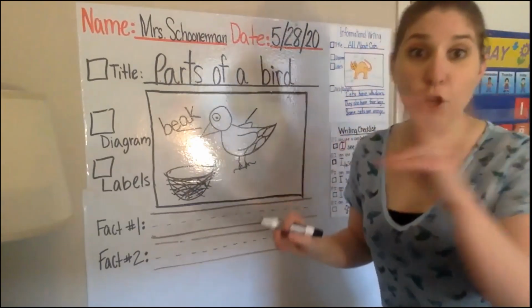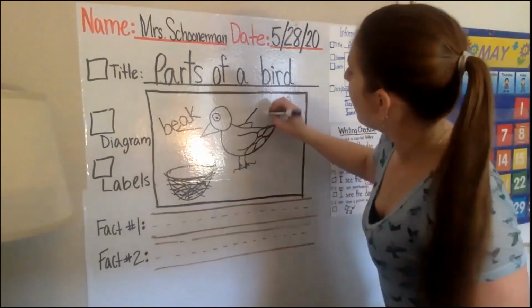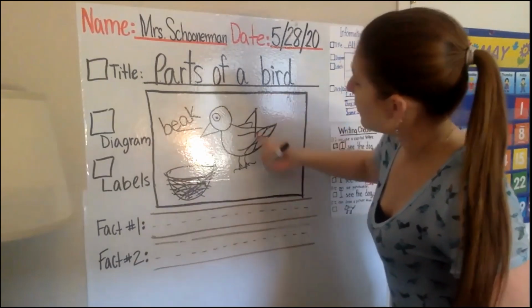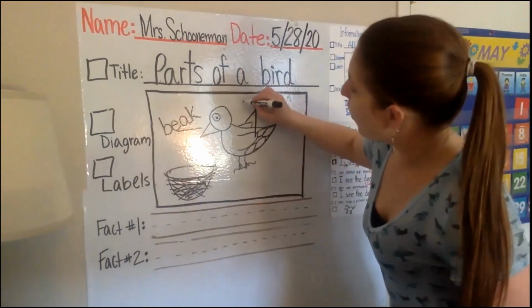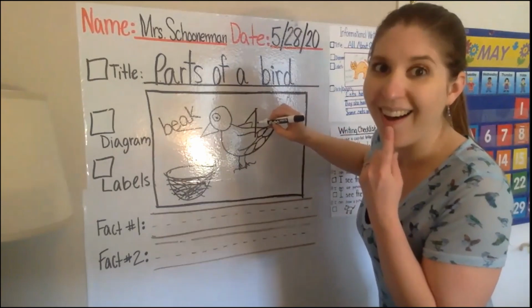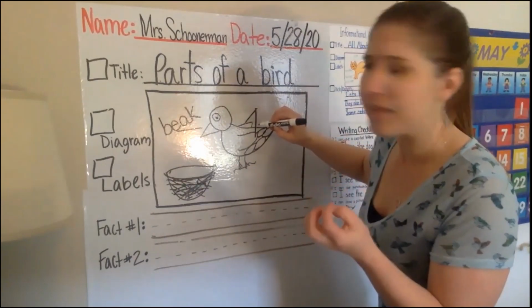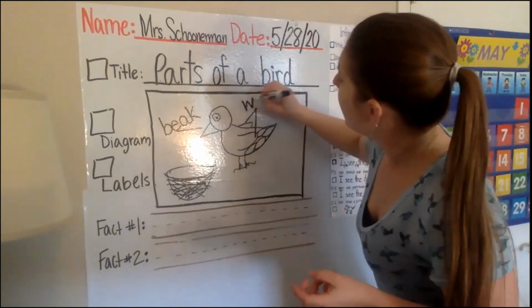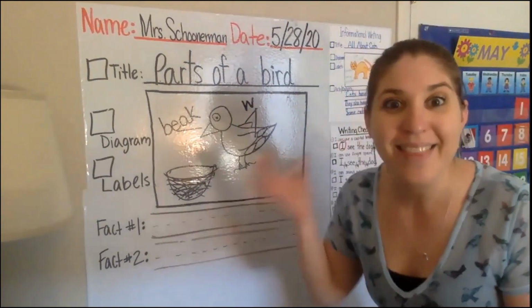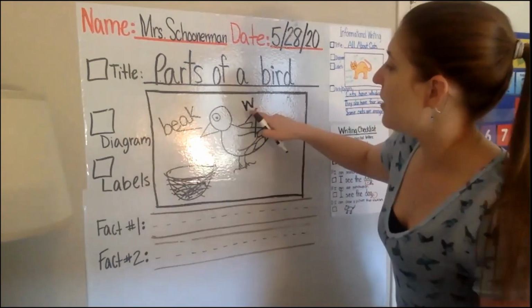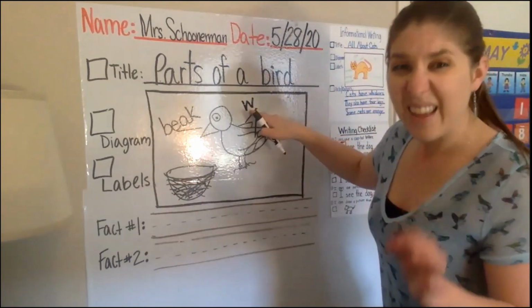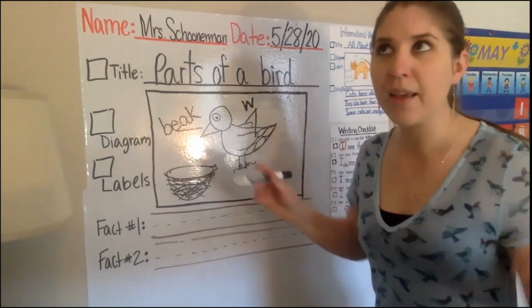Oh, they have 2 wings. So I'm going to add lines going to both the wings. W, w, w, a W, wings. Oh, and this word, so we start wing with a W, w, ing, ing.